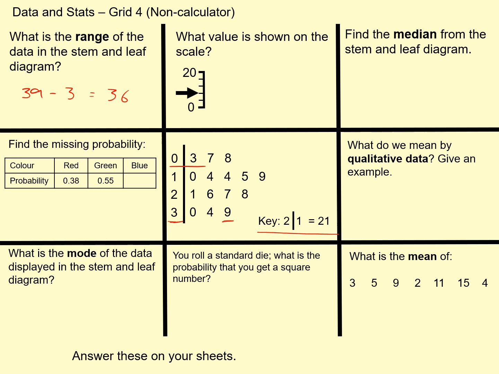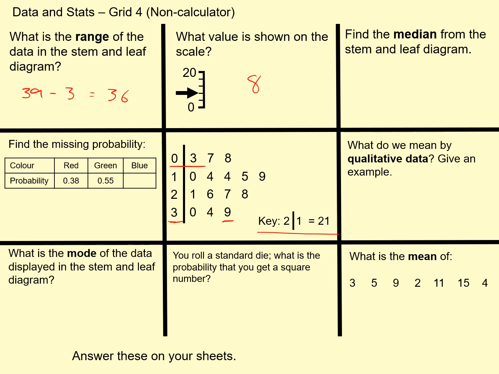Next up, what is the value shown on the scale? Well, 1, 2, 3, 4, 5 increments on that scale over a range of 20. So 20 divided by 5 is 4. So each little increment is 4, and it's 2 increments up. So that's going to be 8.